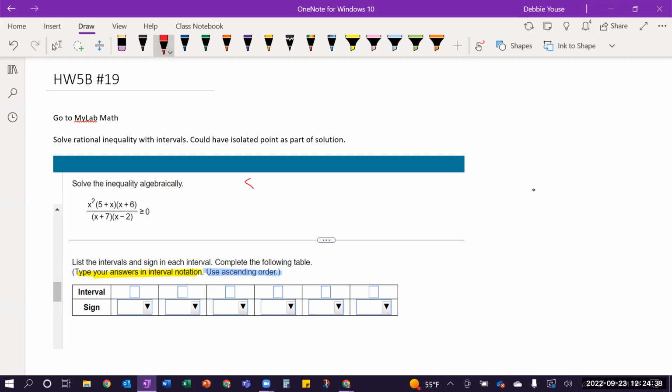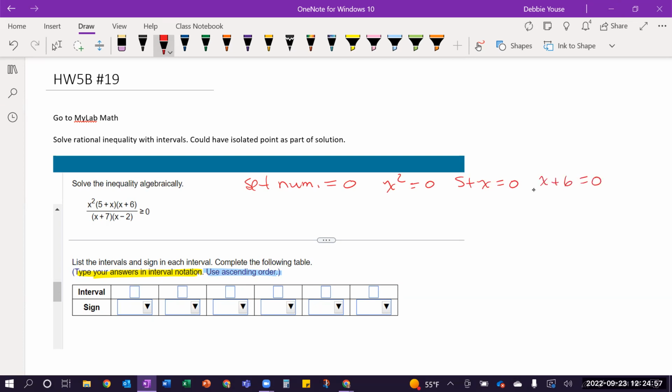So I'm going to set, I'm abbreviating here, numerator equal to 0. So I've got 3 different factors in the numerator. I've got x squared, I'm going to set that equal to 0. I've got 5 plus x, I'm going to set that equal to 0. And I've got x plus 6, I'm going to set that equal to 0.